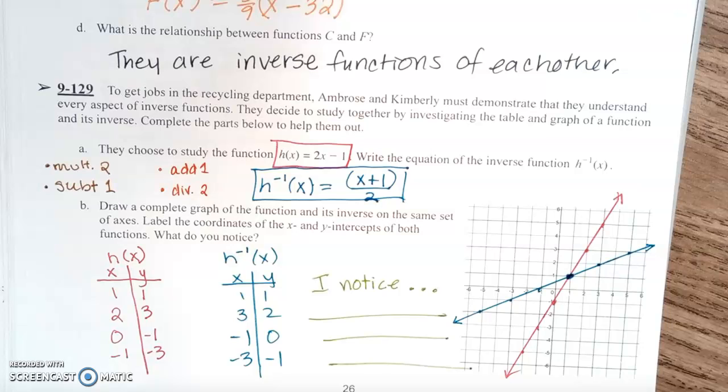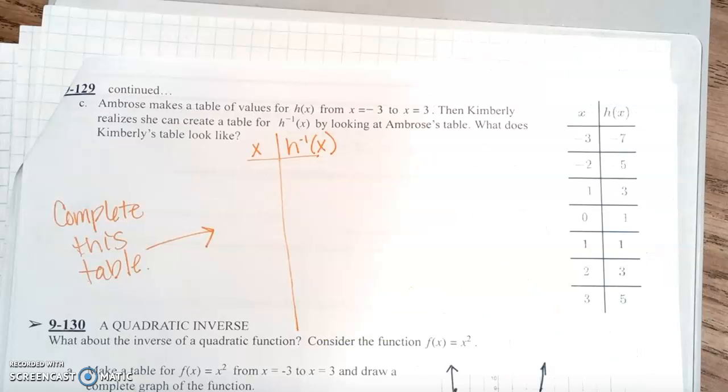You graph it, and you see something. Then you're going to write, I notice blank. And you're going to fill in, what do you notice about these two graphs? Page 27, it has part C.